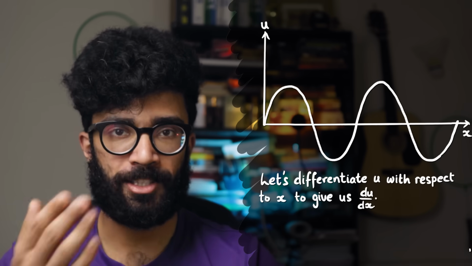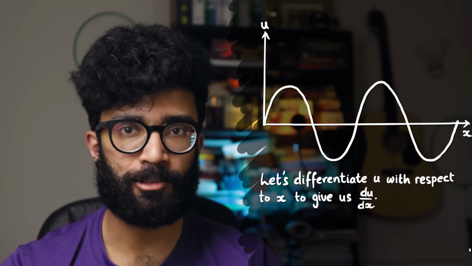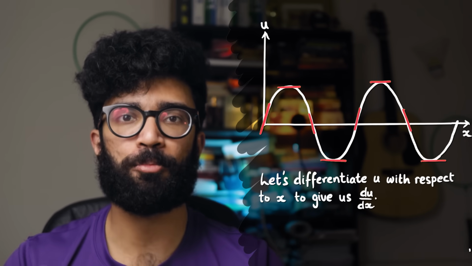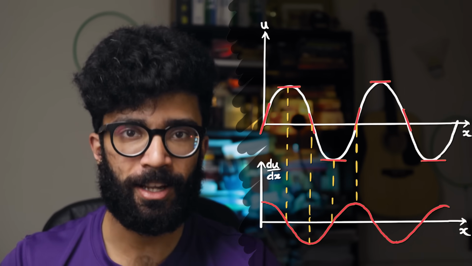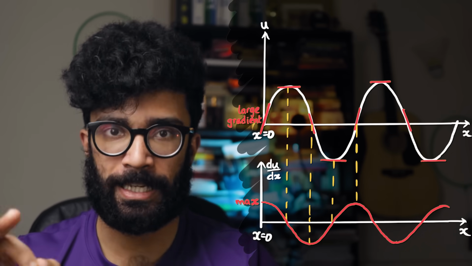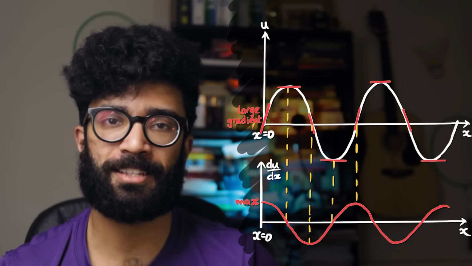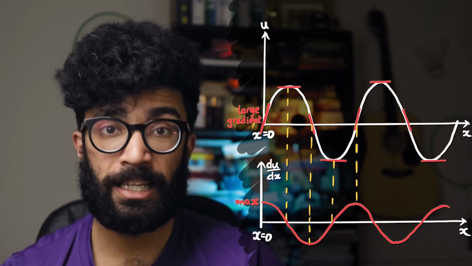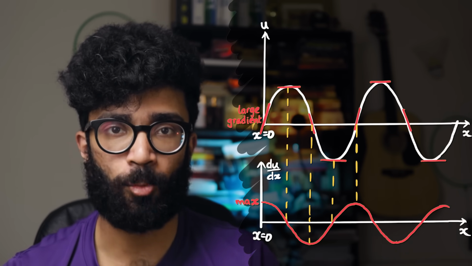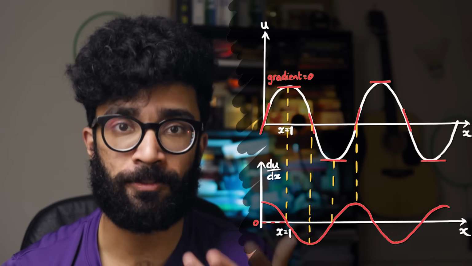Let's differentiate u with respect to x. Remember what that means? Essentially finding the gradient of our wave at every single point and then plotting that gradient. So let's start with x is equal to 0. That's this particular position in space. So we see that at this particular point, the gradient is quite steep. Therefore, it has quite a large numerical value. And then let's say at x is equal to 1 meter, we see that the gradient is 0 because what we've got here is a flat line.